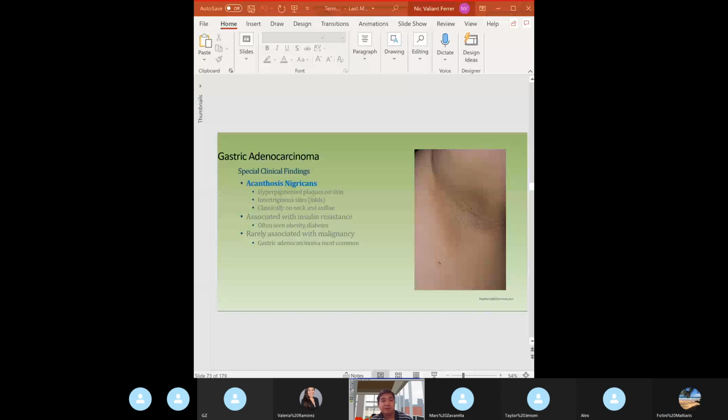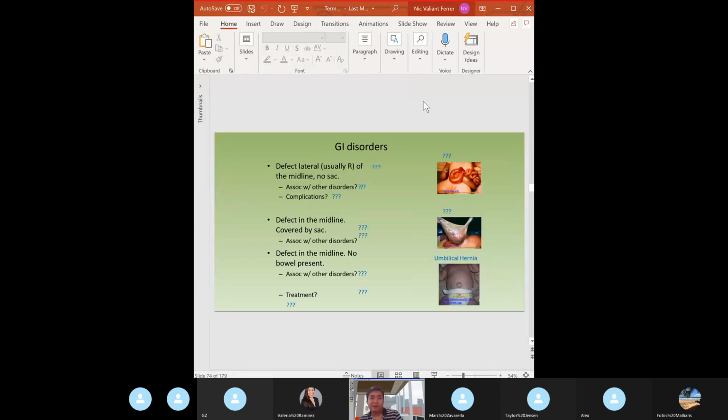Okay, I'm just making sure. So you have hyperpigmentation, right? Classically on the neck and axilla. Also associated with obesity and diabetes, okay? Acanthosis nigricans. This is a picture of the axilla. Rarely associated with malignancy. However, in gastric adenocarcinoma, it is most common. Okay? Don't forget that. Okay, let's do some work. See those question marks? Let's answer those, okay?